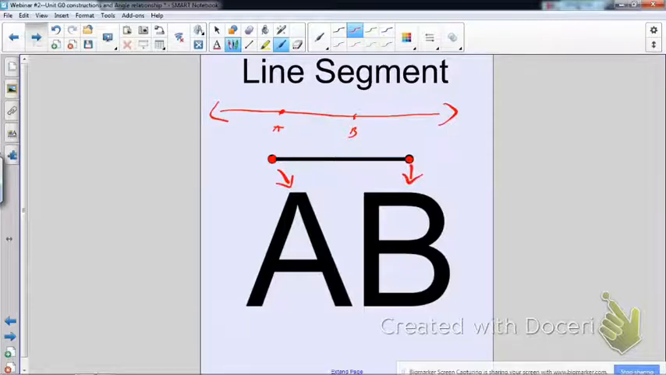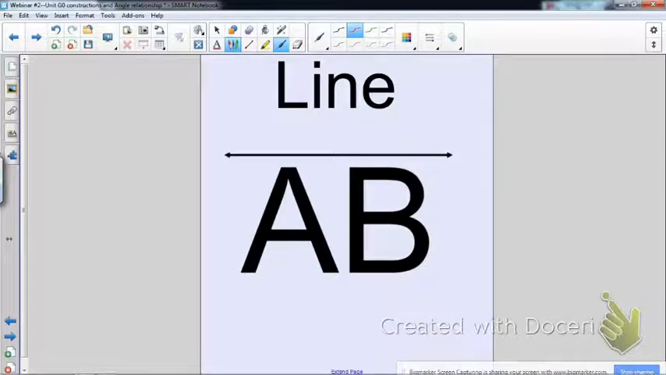Okay, so a line is represented with arrows, meaning it goes into the negative infinity, and then it goes to positive infinity, and it goes on forever and ever. And it just so happens that it passes through these 2 points called A and B.